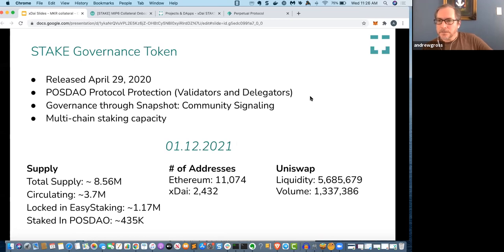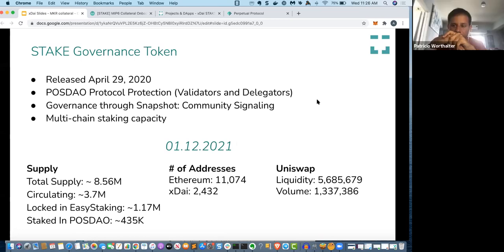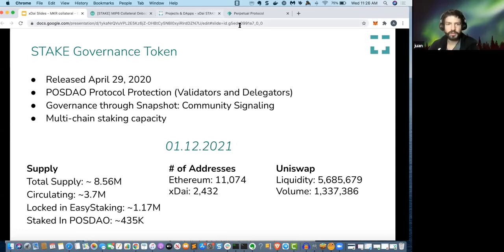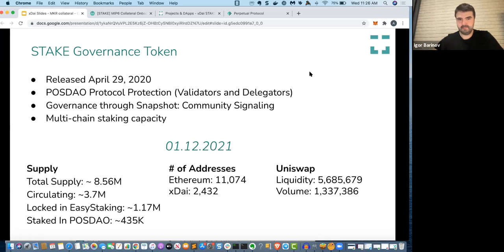Any questions? You had one on the chat. Can anyone run a validator, Andrew? Yeah, that's right. Well, they have to provide the required amount of staking token.